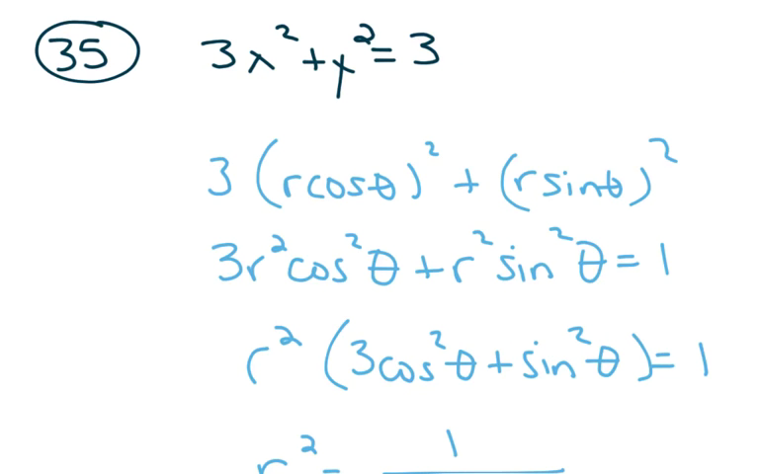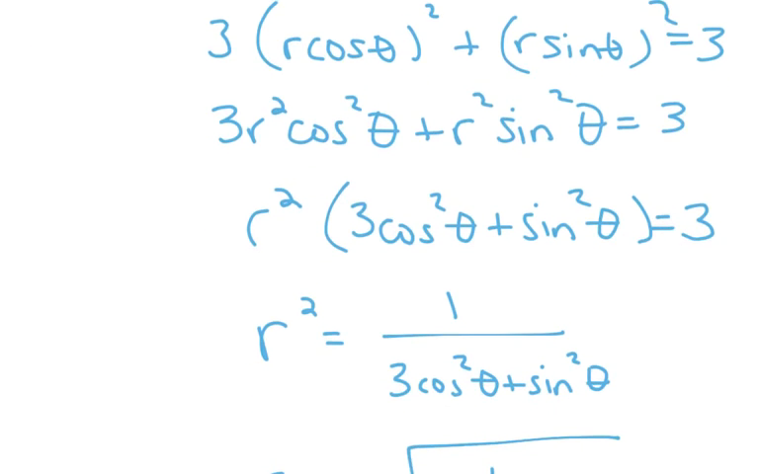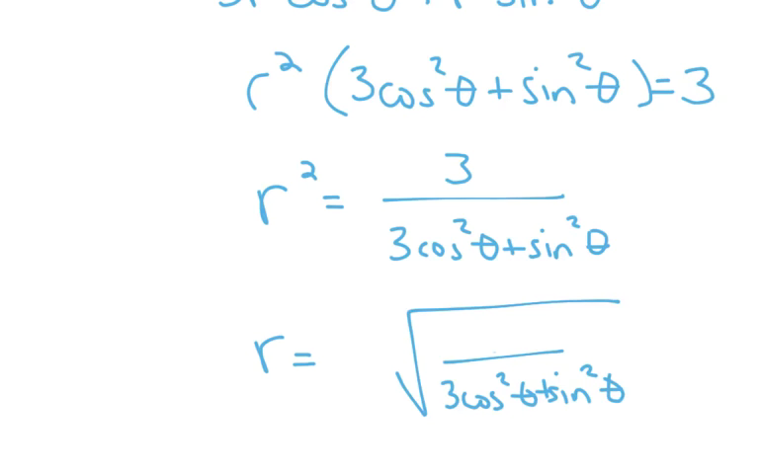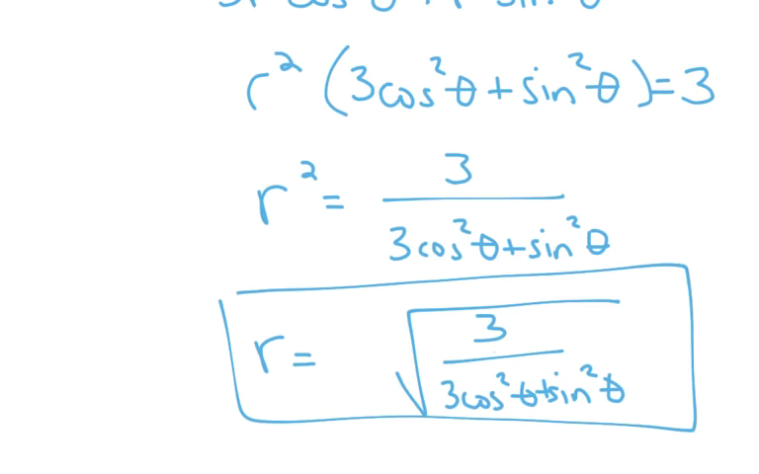For problem 35, we again want to change this rectangular equation into polar form. So what I did was I first replaced x and y. X is r cosine theta, y is r sine theta. It should say equals 3 over here. And then I squared both of those, cosine and sine. So I got 3r squared cosine squared plus r squared sine squared equals 3. And then I factored out the r squared so that I had 3 cosine squared plus sine squared in parentheses. Then I divided the other side by 3 cosine squared plus sine squared, except I had one additional thing to do, which was square root it so that it said r equals.